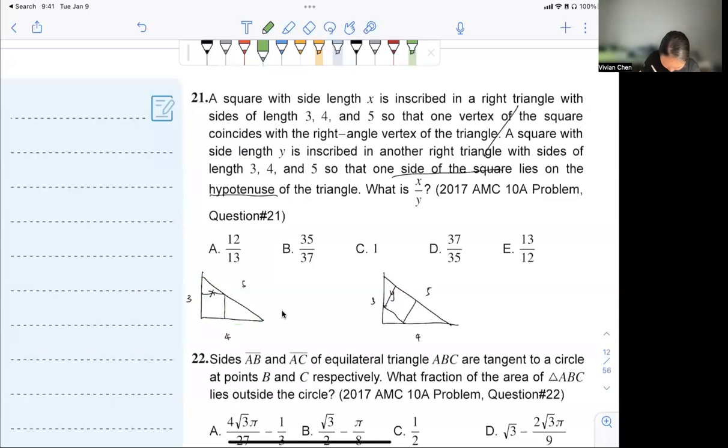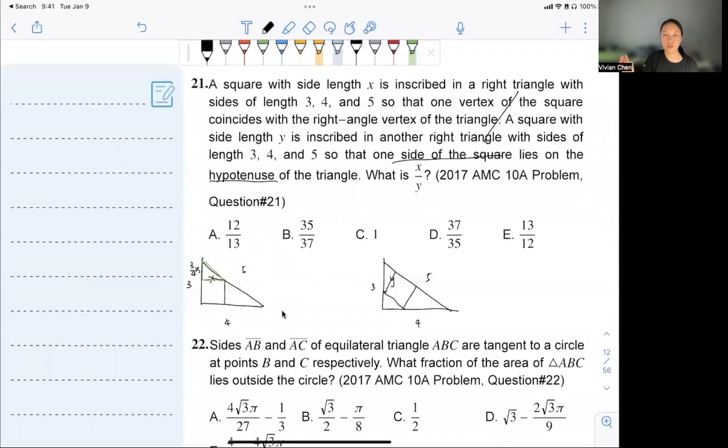Okay, so let's focus first on this triangle here. Since this side is x, and this is the 4 side in the ratio, this side will be 3 over 4 x, so that this side to this side will be 3 over 4. Okay, similarly, actually we don't need another one anymore because this side also has a length of x because this is a square. So we have the equation 3 over 4 x plus x equals 3. And this would give us x equals 12 over 7.